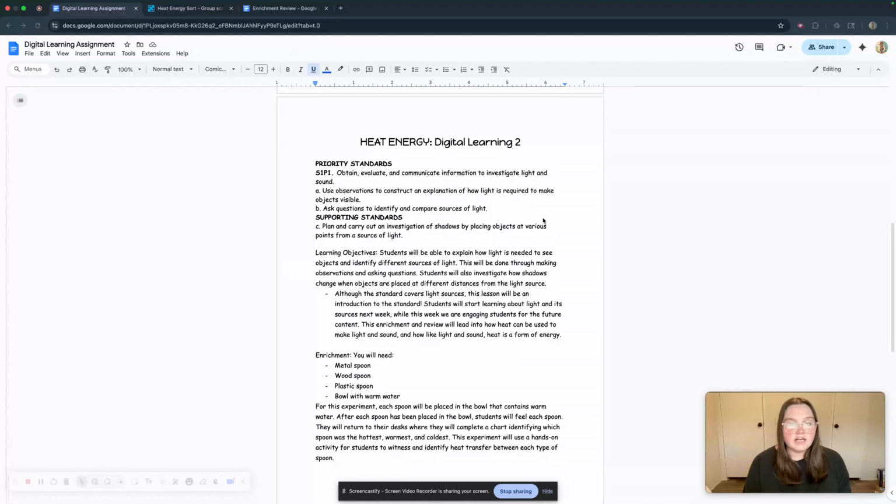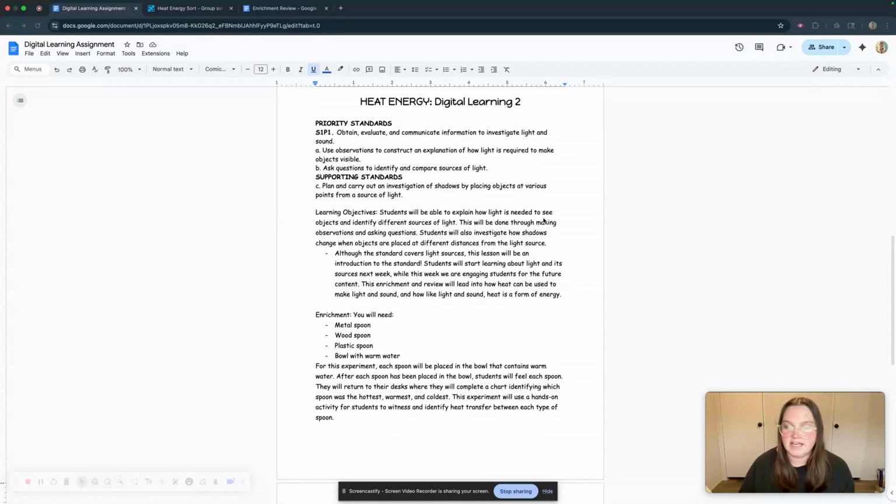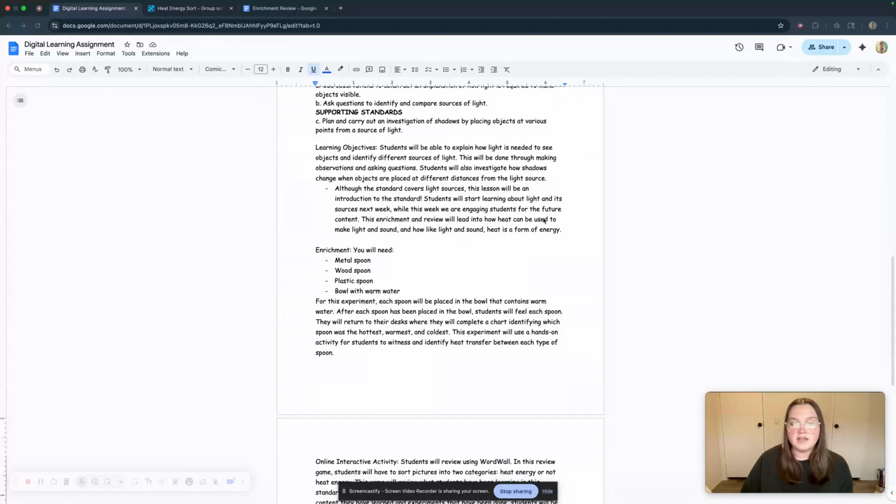The supporting standard of this lesson and over this unit is Part C, which is to plan and carry out investigations of shadows by placing objects at various points of light. The learning objective will be students will be able to explain how light is needed to see objects and identify different sources of light. And this will be done through making observations, asking questions. Students will also investigate how shadows change when objects are placed at different distances from the light source.